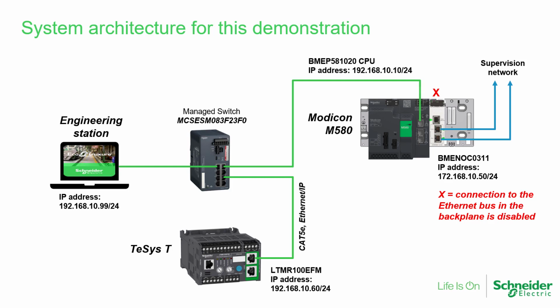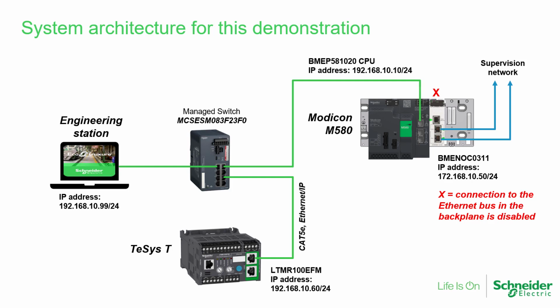However, additional information from a field device, including drives, robot controllers, or the T-SysT unit of our example, is only available through explicit messaging. This is the case of some diagnostic information or data to identify the device, such as its MAC address. We might also want to identify the CPU and the NOC modules in this M580 PLC, specifically with their MAC address and firmware version.